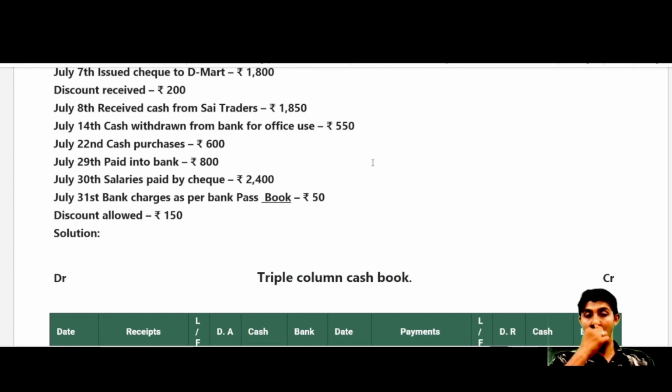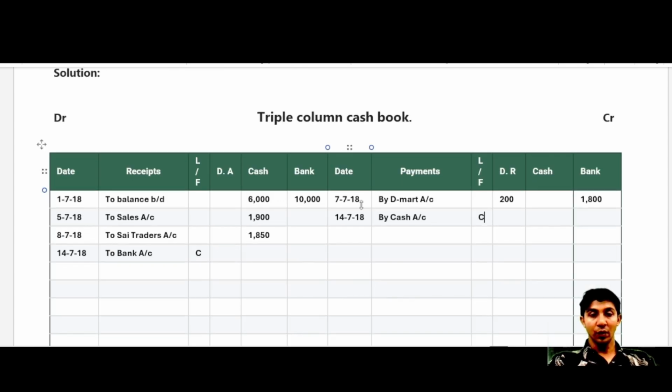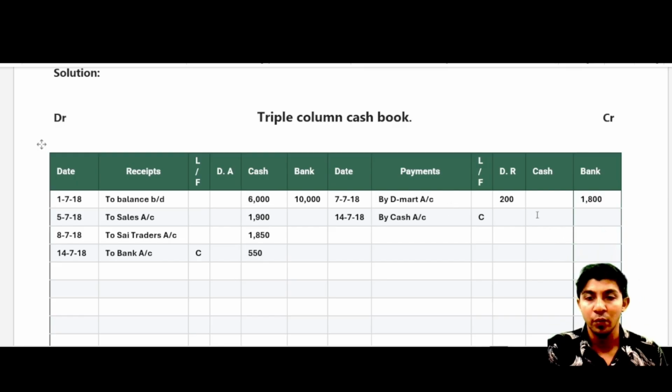So what we have to do? What is the rule of contra entry? बैंक दिखा तो अमाउंट किधर डालना है? कैश में. So what is the amount? 550. 550 is the amount. And इधर क्या है? इधर by cash. So what we need to write? इधर कैश दिखा तो अमाउंट बैंक कॉलम में लिखना है 550.